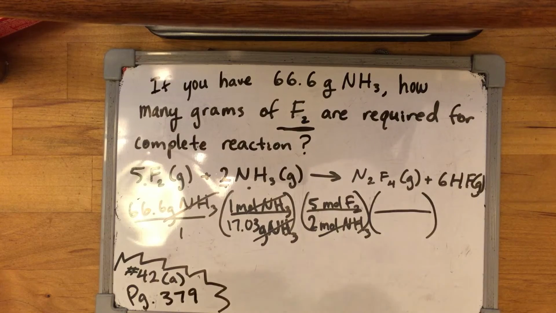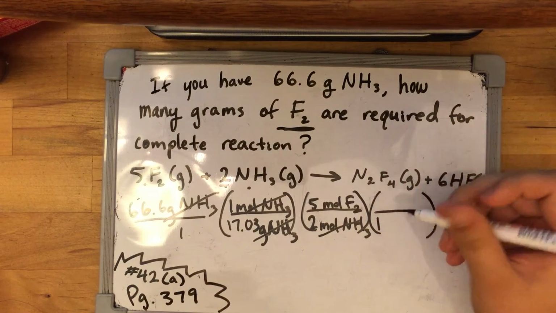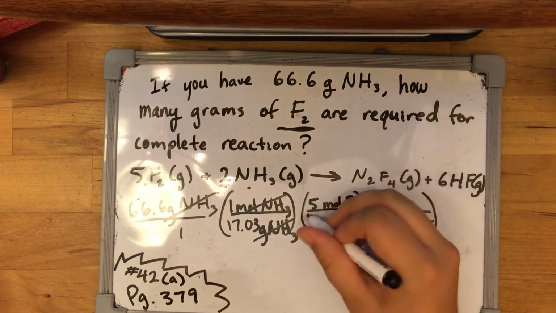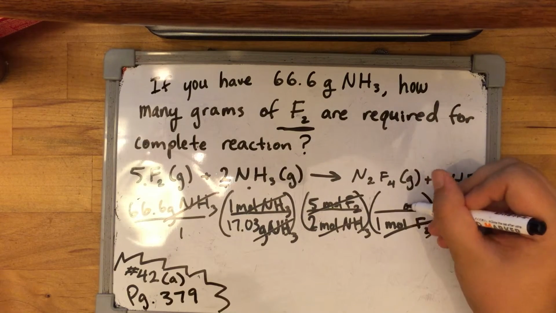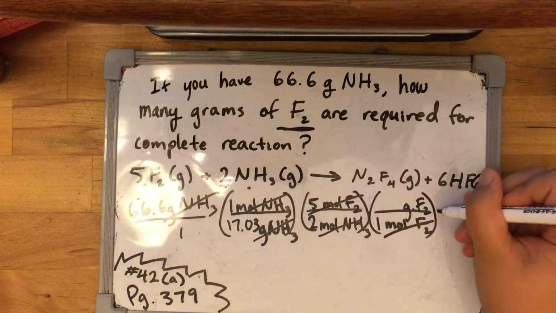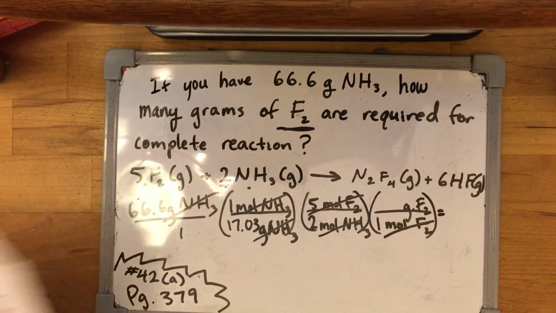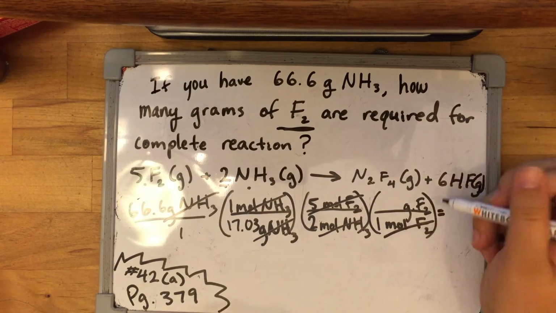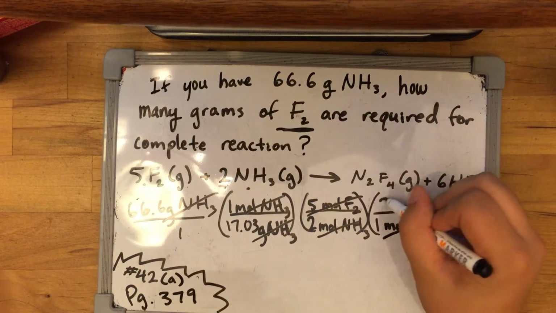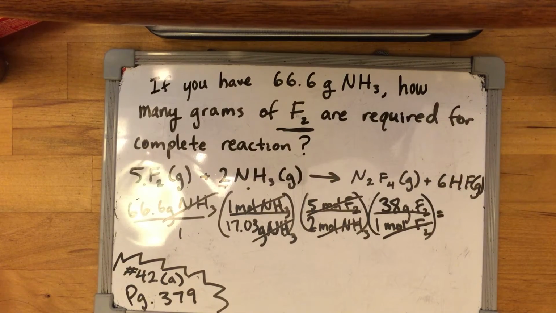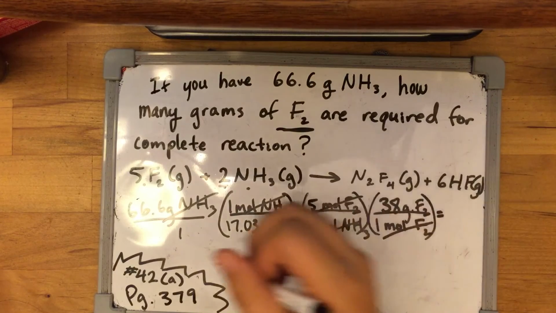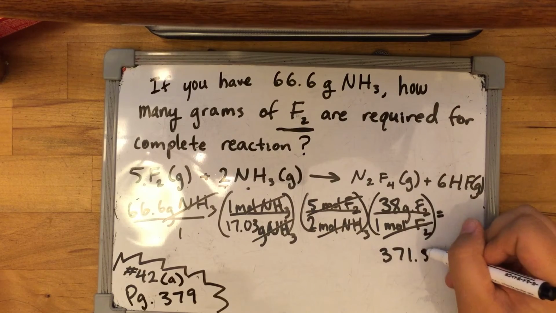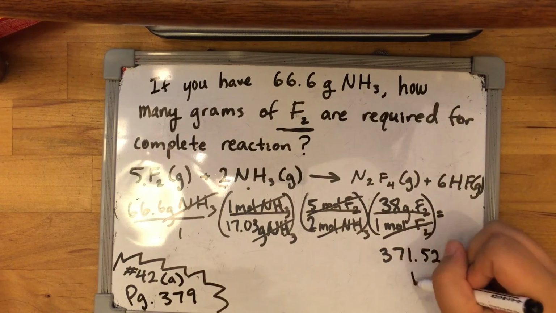just like in the last problem, you have to find the grams of F2. We have moles up here, so those cancel out. Now we need the grams of F2. This way we can get our answer. And going over here, about 19 times 2 because of the 2 here, and then it would be about 38 grams of F2. And then if you multiply everything on the top and divide by the bottom, it would come out to 371.52 grams of F2.